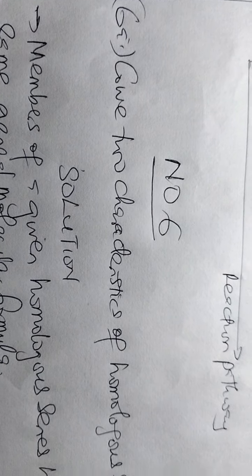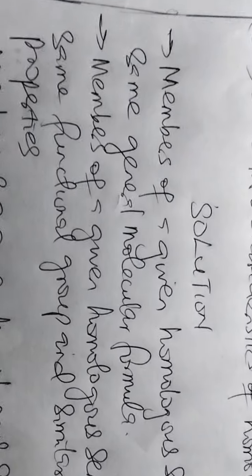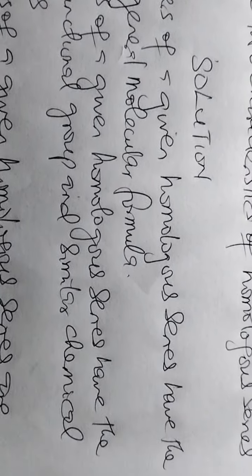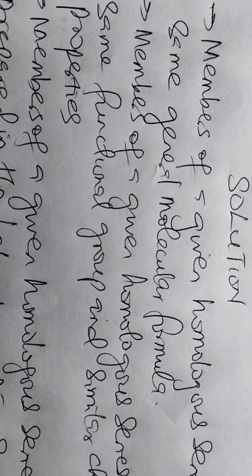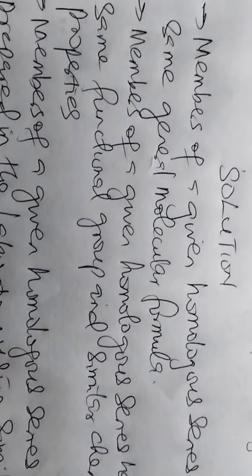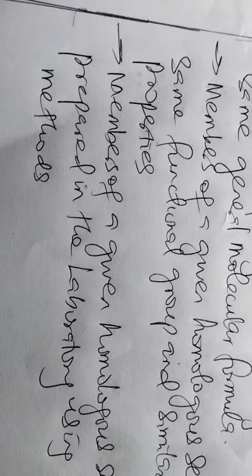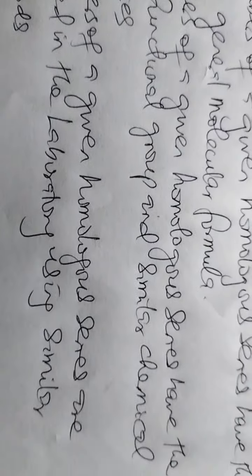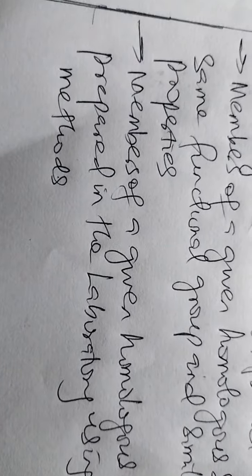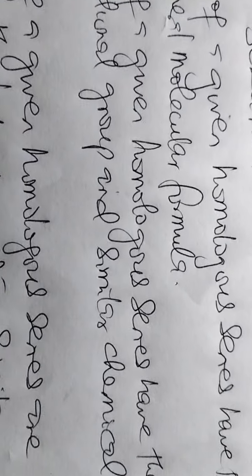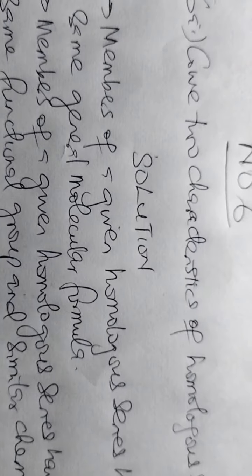Going to number 6. 6AI says give 2 characteristics of homologous series. Solution: members of a given homologous series have the same general molecular formula. Number 2, members of a given homologous series have the same functional group and similar chemical properties. Then members of a given homologous series are prepared in the laboratory using similar methods. I didn't say the same method, similar methods. And I said similar chemical properties, I did not say the same. So any of these two is correct.